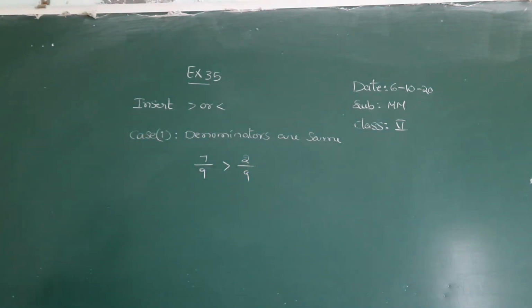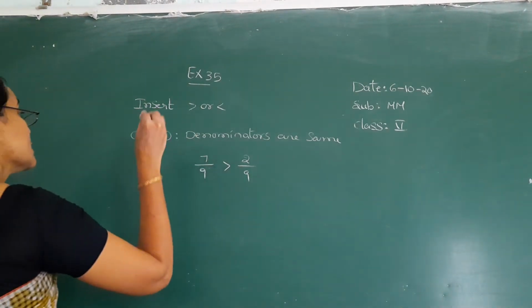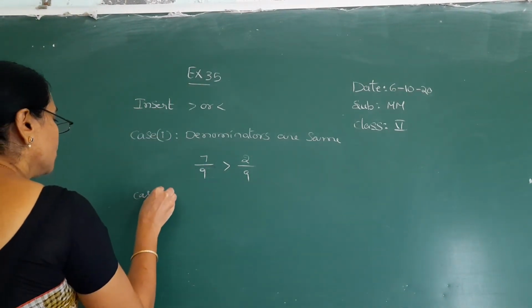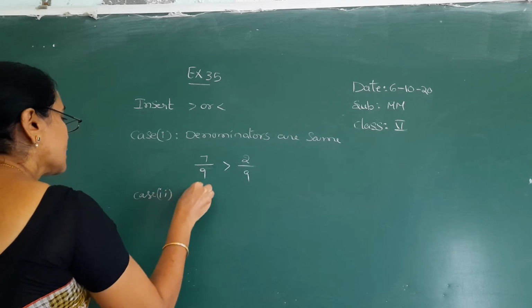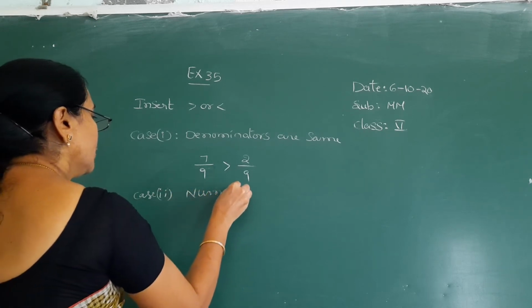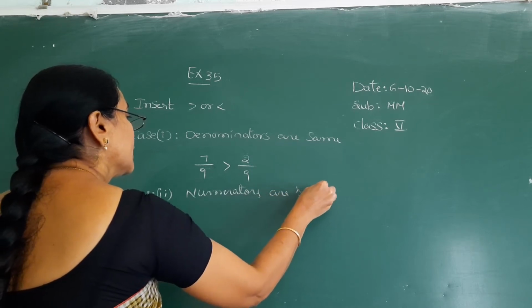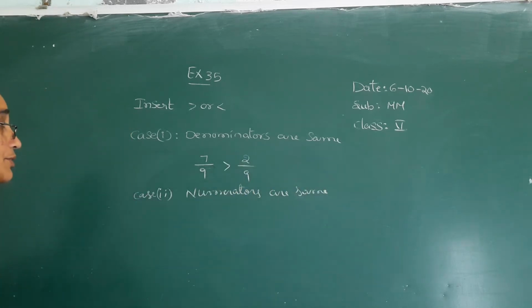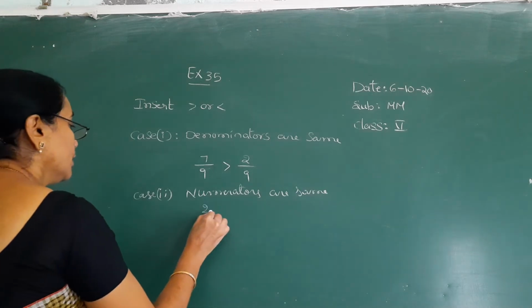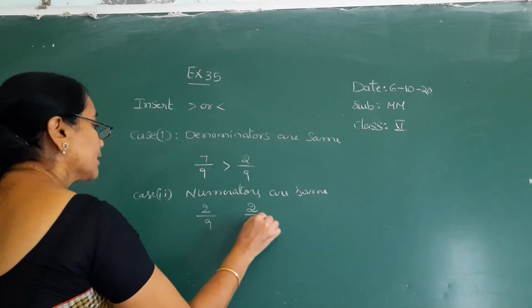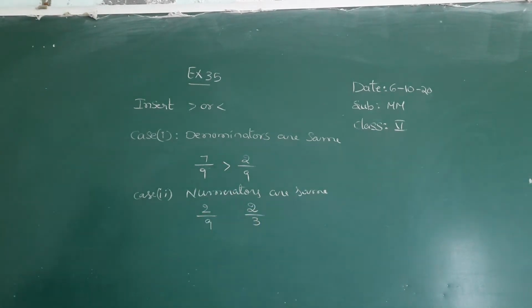Okay, in the case of same denominators, you have to observe the numerators. Where the numerator is greater, that fraction is greater. In case 2, numerators are same. In the case of numerators being same, you have to observe the denominators. For example, 2 by 9, 2 by 3. Here observe the numerators are same.